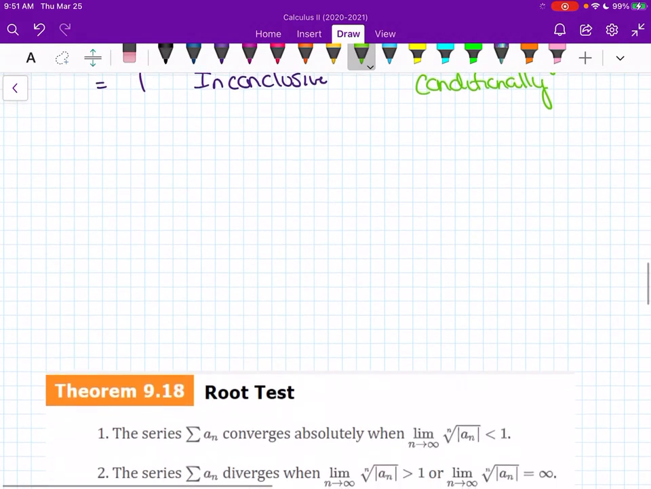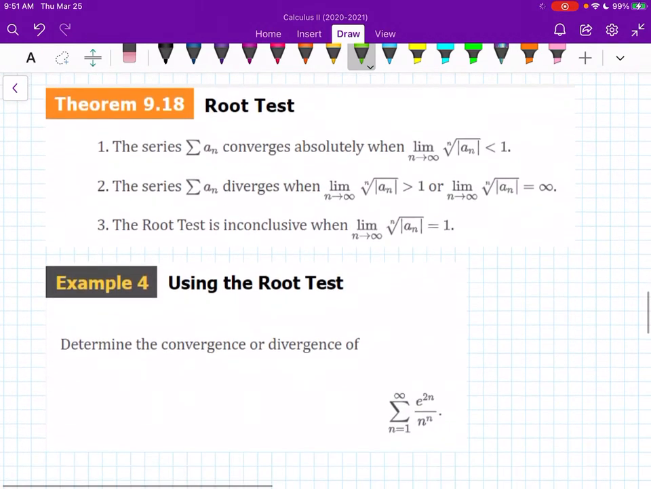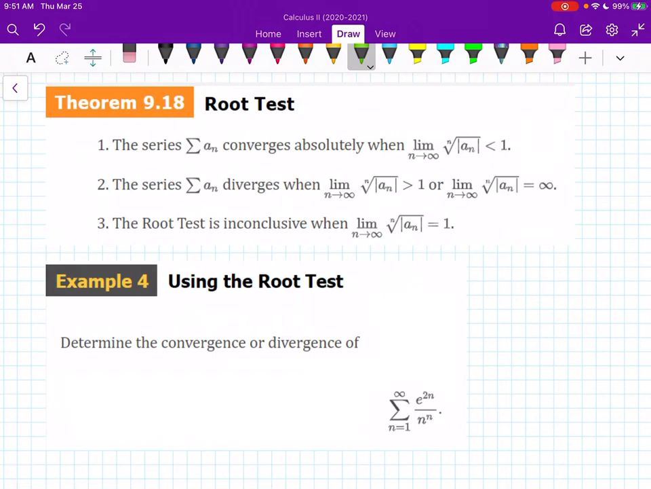Okay, let's see here. Now we're moving on to the root test and some more examples. So the root test says that an infinite series converges absolutely when the limit as n goes to infinity of the nth root of the absolute value of a sub n is less than 1. And it diverges when that limit is greater than 1 or infinite. And once again, it's inconclusive when that limit equals 1.